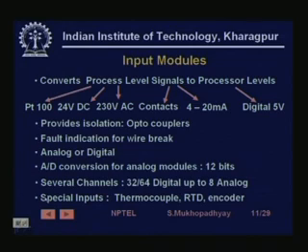Similarly, sometimes it takes special inputs, like you can directly connect thermocouples, you can directly connect RTDs. So inputs can be in the form of voltage, current, resistance, etc. Sometimes it can be in the form of pulses. For example, a shaft angle encoder can be sometimes connected. So this is the nature of input modules.